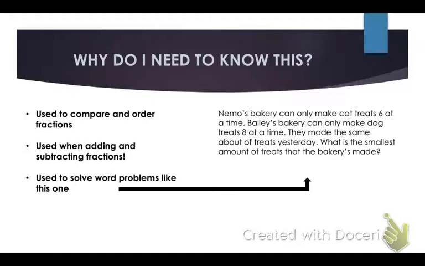This word problem says, Nemo's Bakery can only make cat treats 6 at a time. Bailey's Bakery can only make dog treats 8 at a time. They made the same amount of treats yesterday. What is the smallest amount of treats that the bakery made?